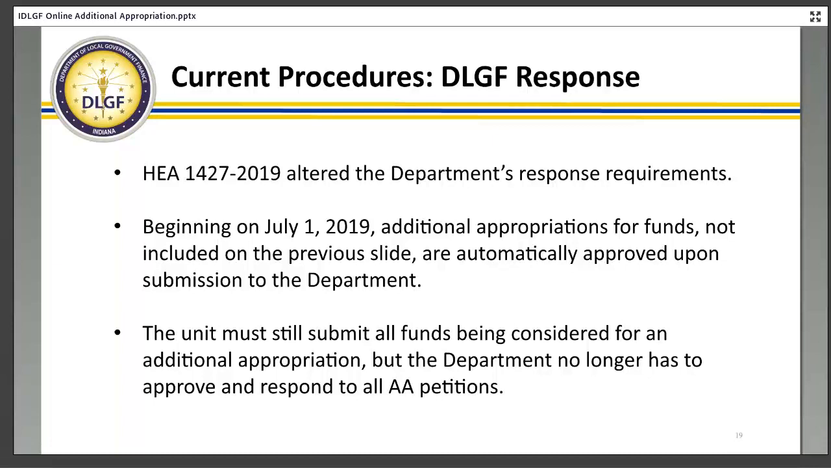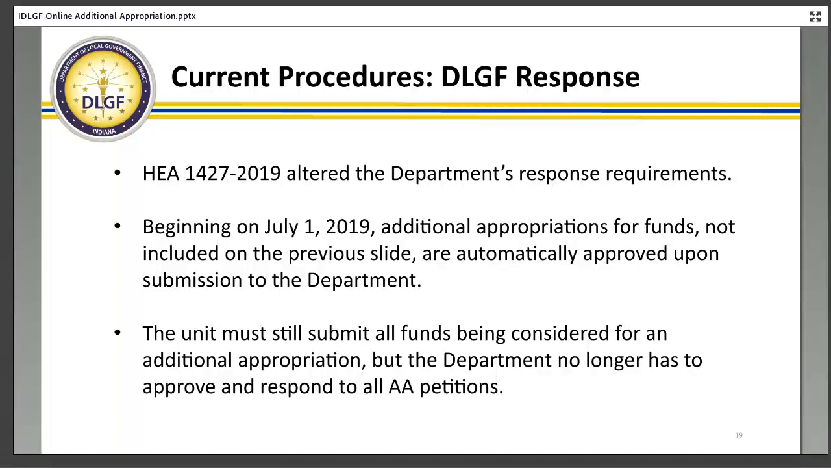For the non-certified funds, they're going to go through a slightly different process. Last year, House Enrolled Act 1427 altered the department's response requirements. For any non-certified fund, as we defined before, this is going to be your grant funds. This could include your home rule funds. The additional appropriations are approved upon submission. The department no longer has to officially respond to the non-certified funds. To be clear, a unit still has to go through the steps that we've discussed before.